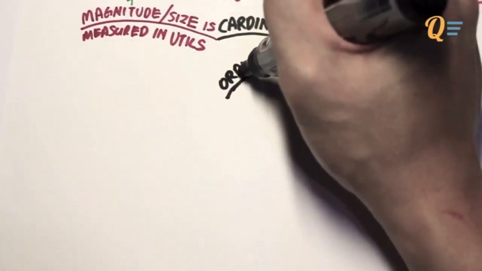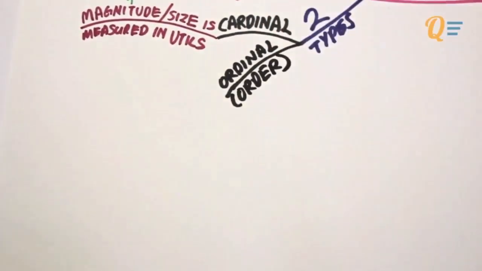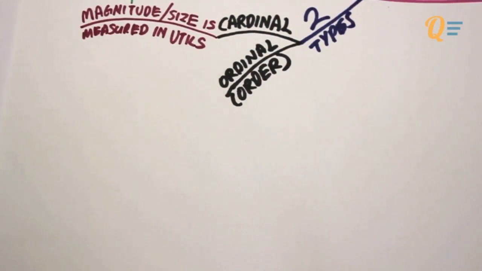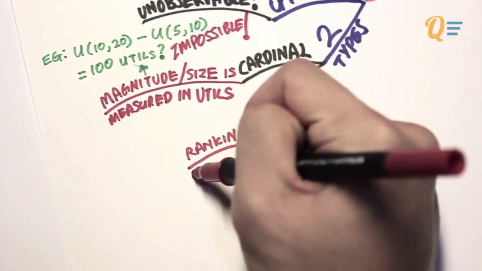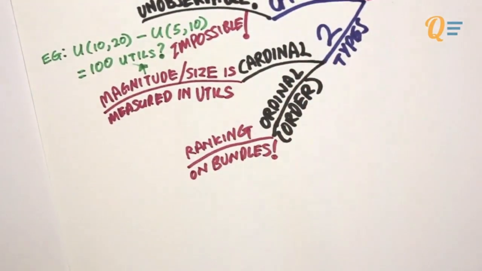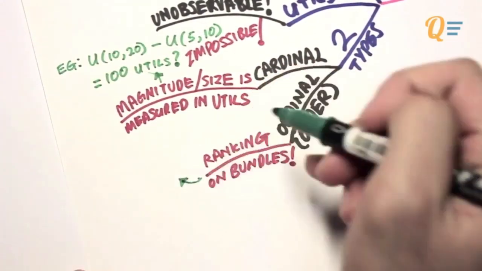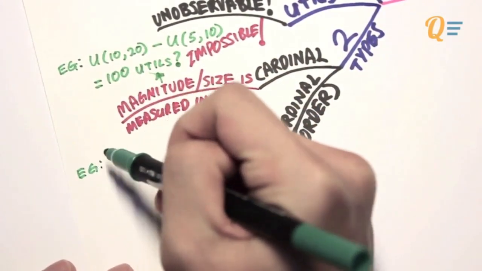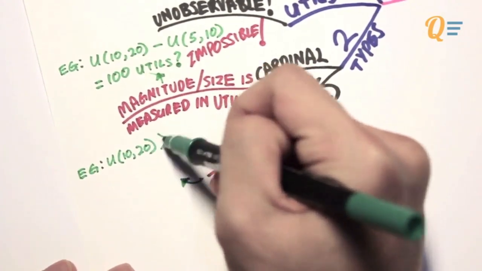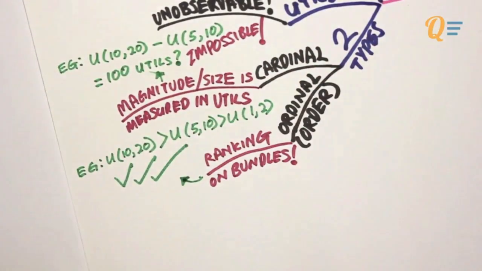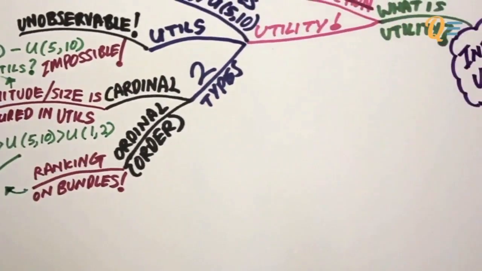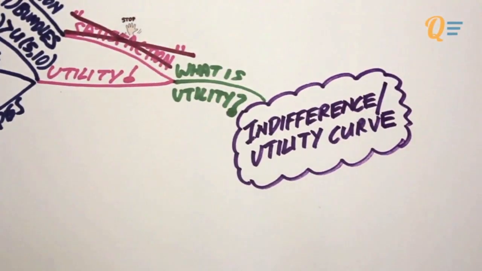And this is the reason why we use ordinal utility for economic analysis. Ordinal comes from the word order. So what ordinal utility does is that it ranks the different bundles of x and y. So it doesn't matter how much more utility one consumer derives from a different bundle. Just let me give you an example. What we care about is that the utility from 10,20 is more than the utility from 5,10 and is more than the utility of 1,2. So this is an example of ordinal utility, which is what we are going to use for our analysis.